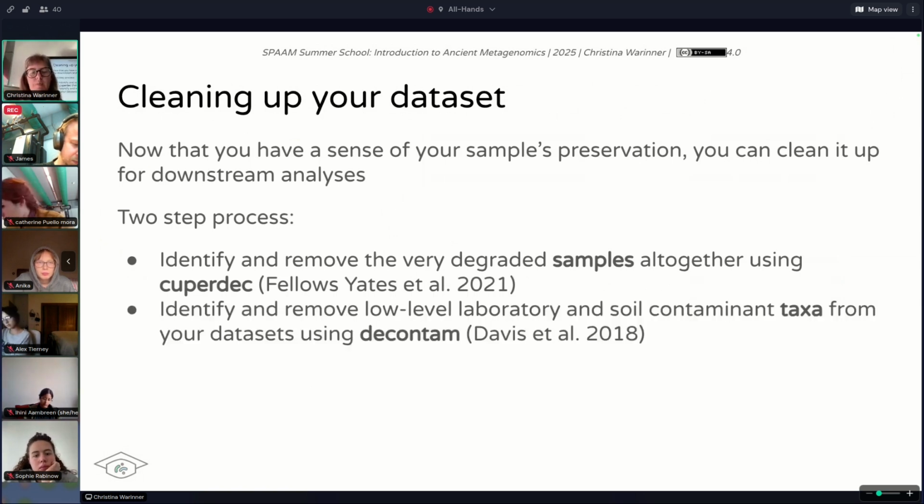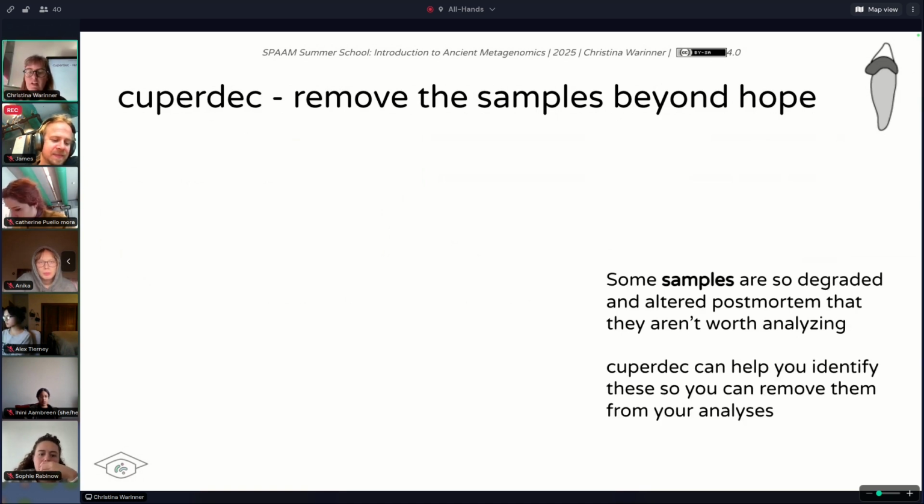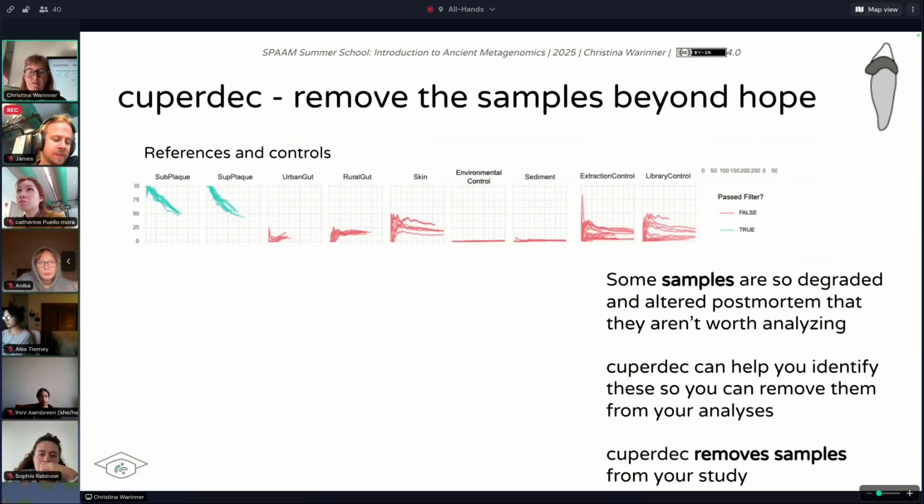This is something that James developed, and we can identify the ones that are just very poorly preserved. But there's always going to be those gradient ones where they do have preservation, but there's still some contaminants in there we want to remove. We can identify and remove low-level laboratory and soil contamination using the tool Decontam. So CupriDeck is used to remove those samples that are kind of beyond hope, and it allows you to identify them so that you can remove them.